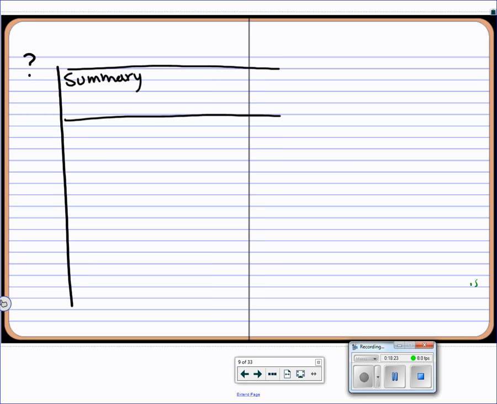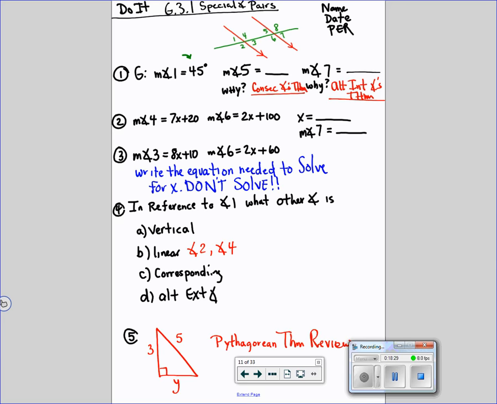All right, there you have it. Go ahead and write your summary, and let's go on to do our do it problems. Don't forget to write your title at the top. These are your do it problems, G.3.1 Special Pairs, and put your name and day at the top. Make sure you're writing the original information. The information I give you should be on your paper as well as your work.